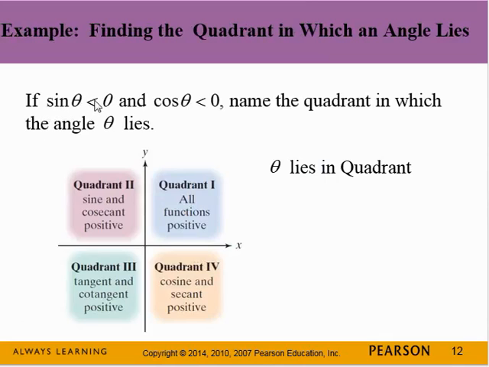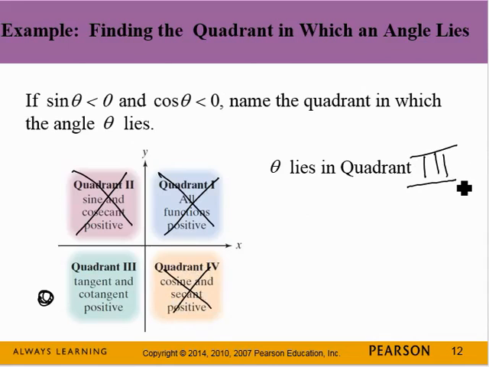So if sine is less than 0 and cosine is less than 0, name the quadrant in which your angle lies. So it can't be quadrant 1 because everything is positive. In quadrant 2, sine is positive. In quadrant 3, tangent and cotangent are positive, so this is a possibility. And then quadrant 4, cosine and secant, so it can't be this one, so it lies in quadrant 3. So you have to go through and check to make sure that it can't be positive in each of those. Since it has 2 of them, you want to make sure that each of them is satisfied.